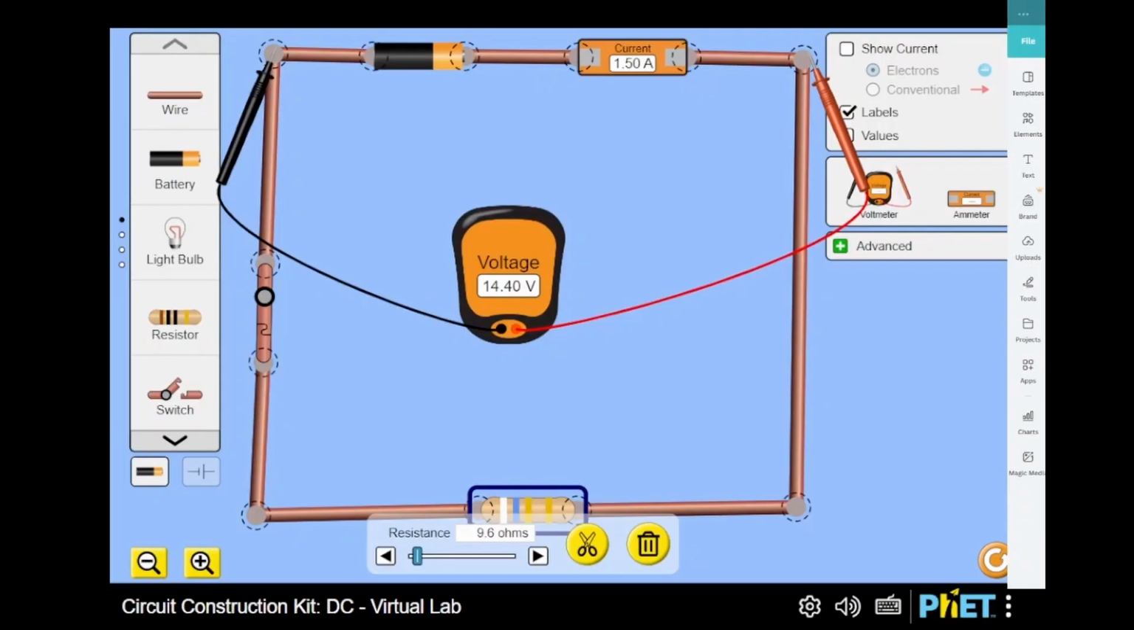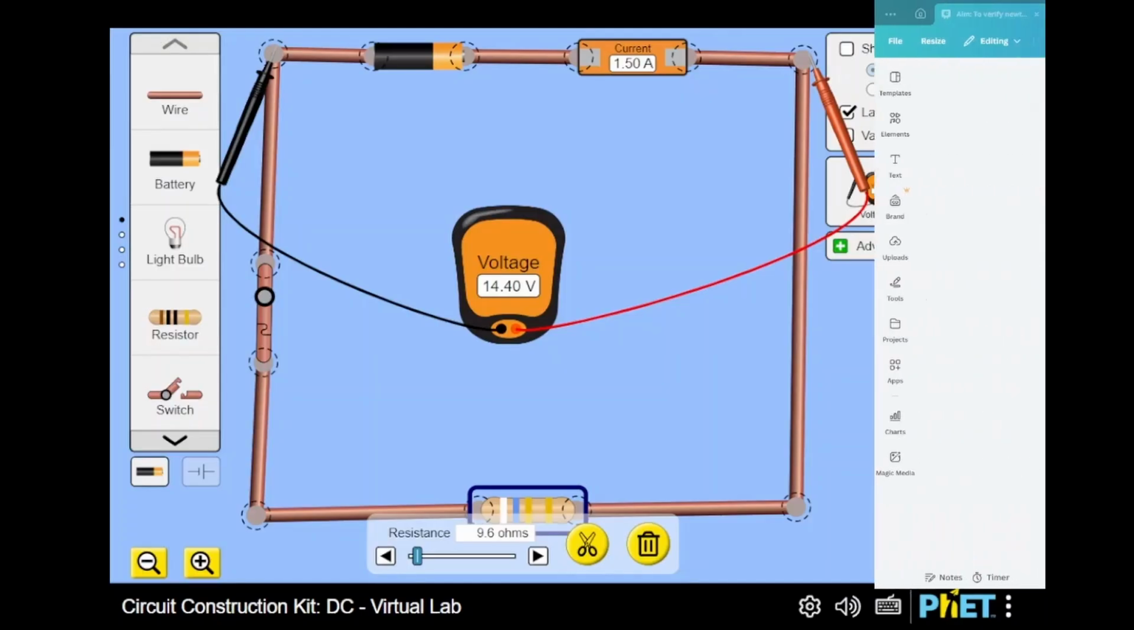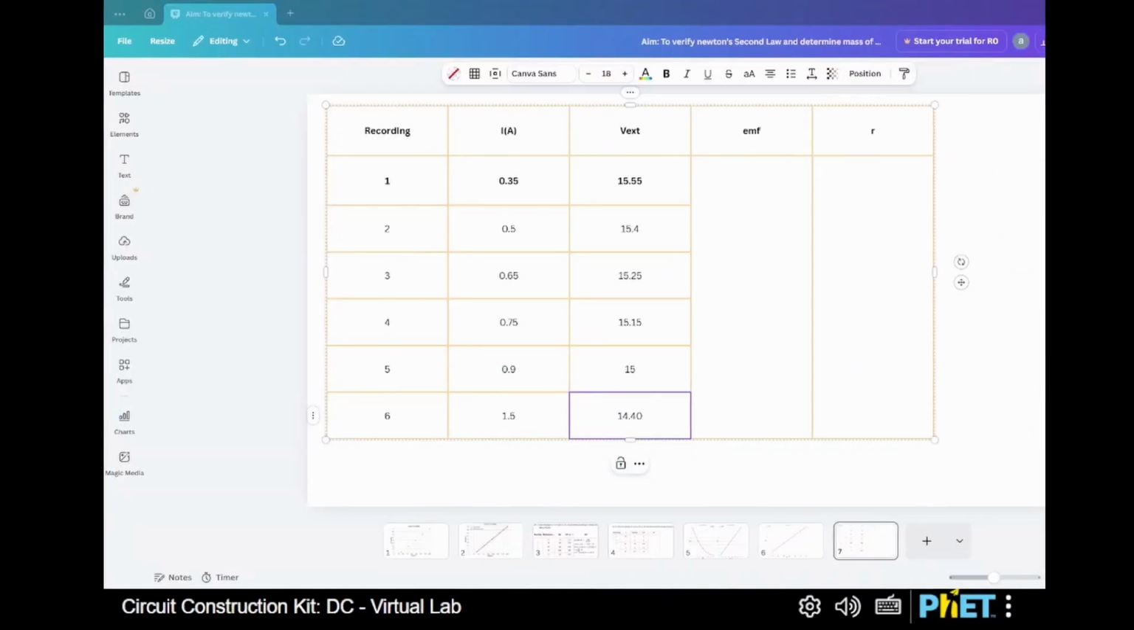So I'm just going to change the resistance there. The intention of changing the resistance is to control the current. So we can say that the current is my independent variable, and my dependent variable is the voltage, or the external voltage. So when the current is 1.5, the voltmeter reads 14.4 volts, and that is the table there. So what follows now is we're going to plot this and then do linear extrapolation. We're going to do a linear regression, and then we're going to extrapolate.